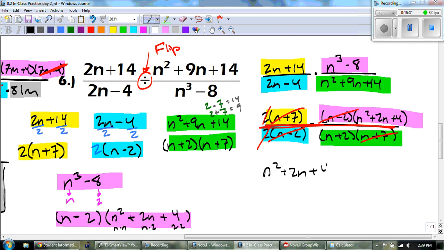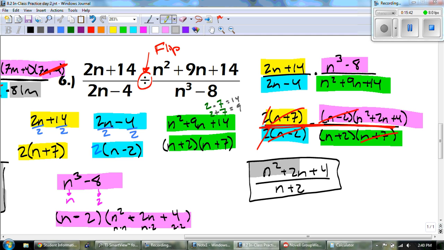All divided by n plus 2, okay? And whenever we're doing the sum or difference of two cubes, that trinomial that we're left with, we can't break that down, okay? All right, two more, almost done.